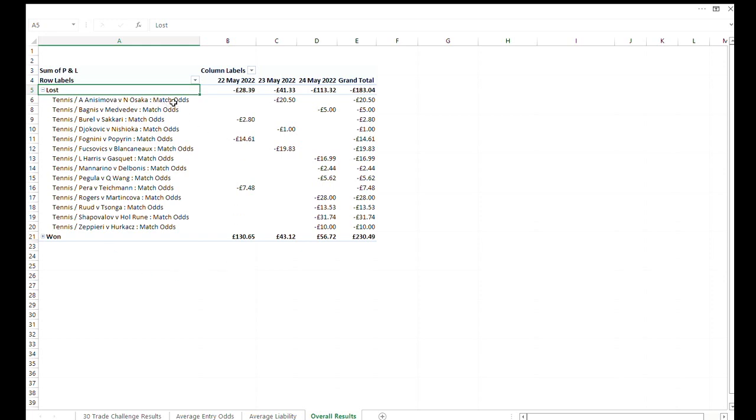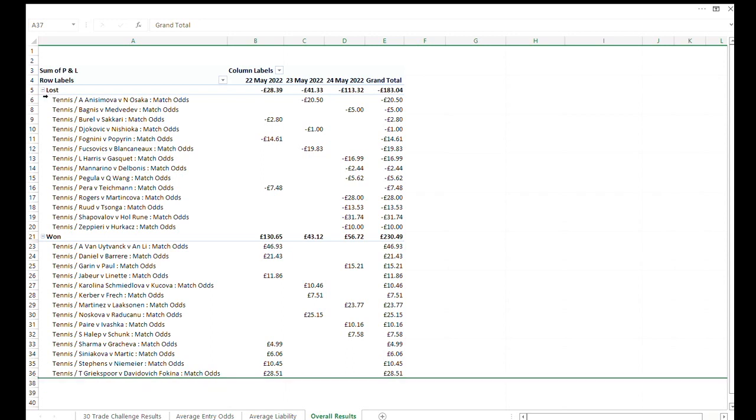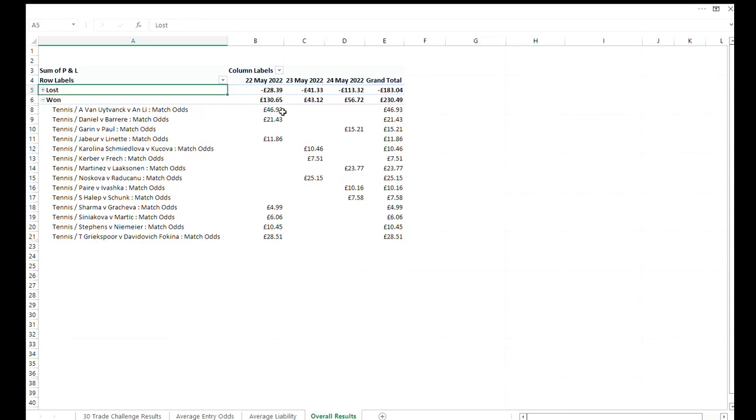So this is basically what I just showed you, but here we can see day 2 as well. Now if we open it up, we see the exact matches here. So as you know, on the 22nd, I did a trade with an Anisimova, Osaka. Oh, sorry, not the 22nd. It was the 23rd I did that, and I lost £20. Bagnis Medvedev was done on the 24th, and I lost £5. Burial Sakari, 22nd, lost £280. So that's the breakdown of the lost trades.